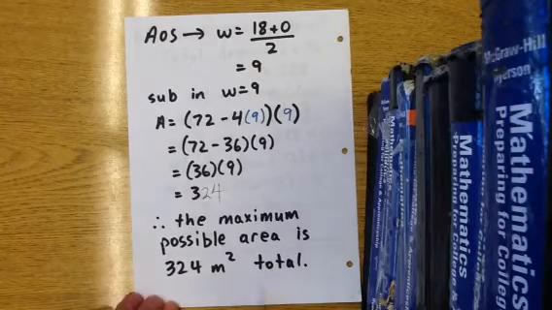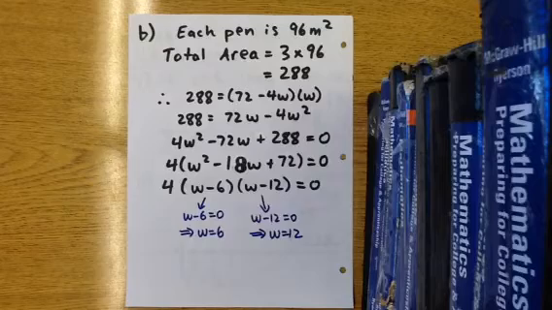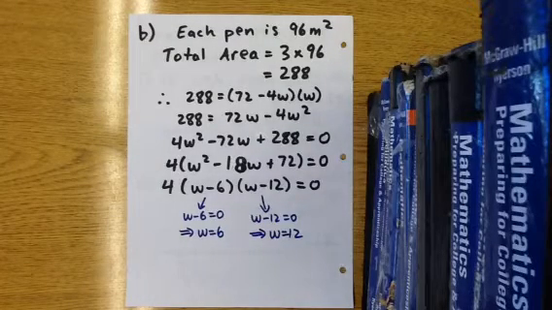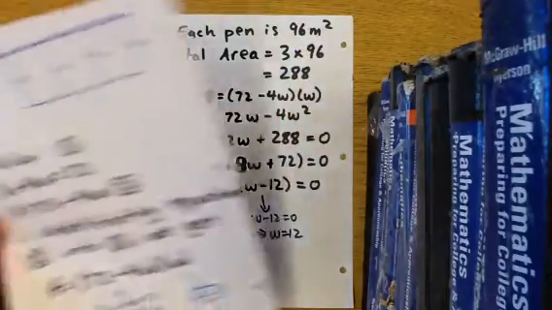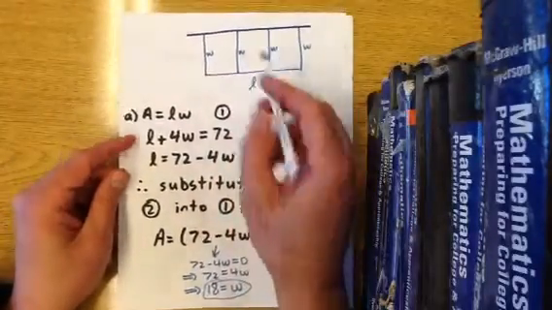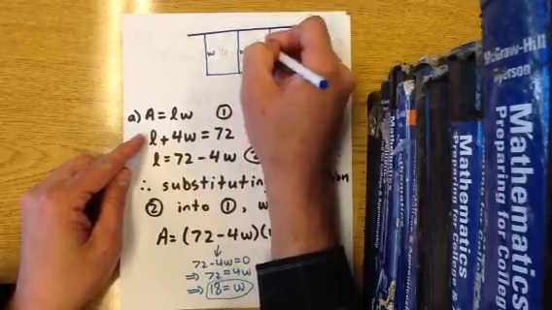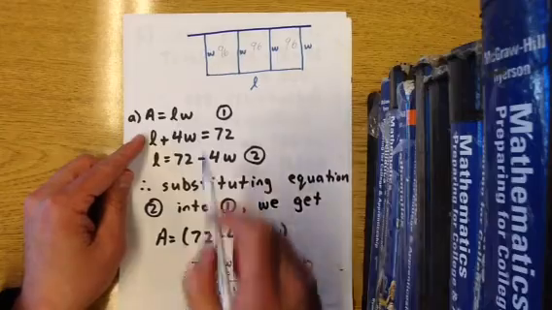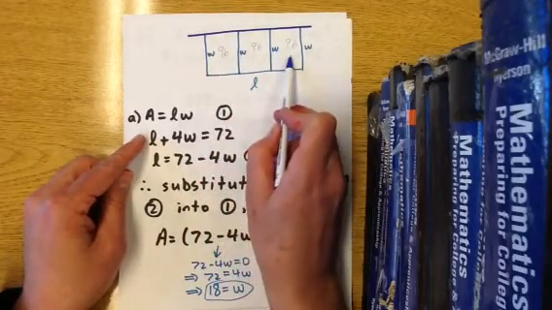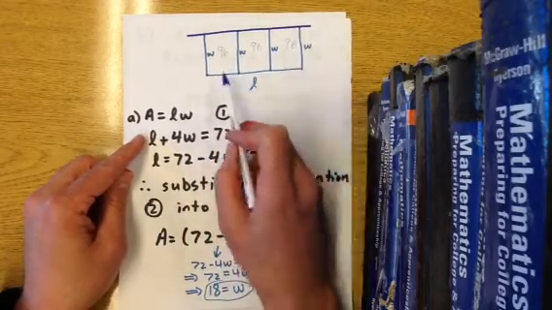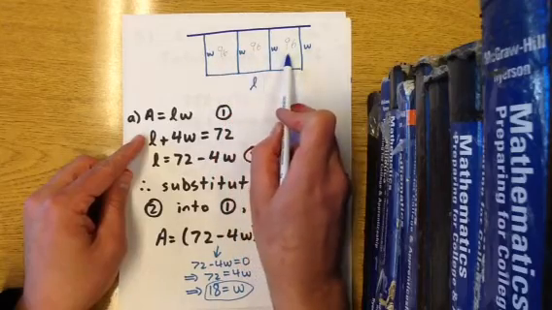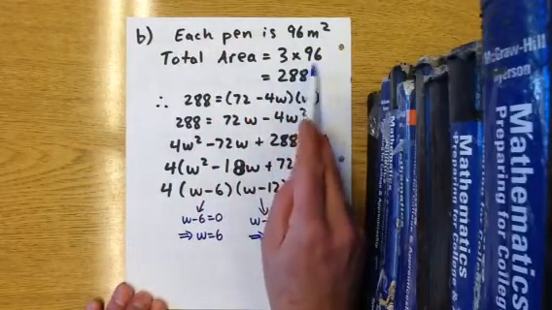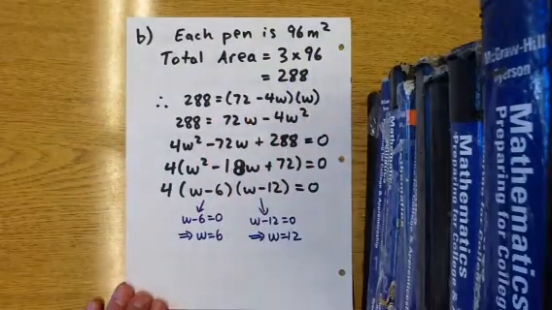Okay? Now, moving on to part B. Part B is a little bit different because it says each pen has to be 96 meters squared. So we have these 3 different pens. We need each of them to be 96. All 3 of them have an area of 96 meters squared. So what would the total area be? Well, the total area, the total length times width area, would be 96 plus 96 plus 96, which is 288. Okay? So since each pen is 96 meters squared, the total area would be 288.